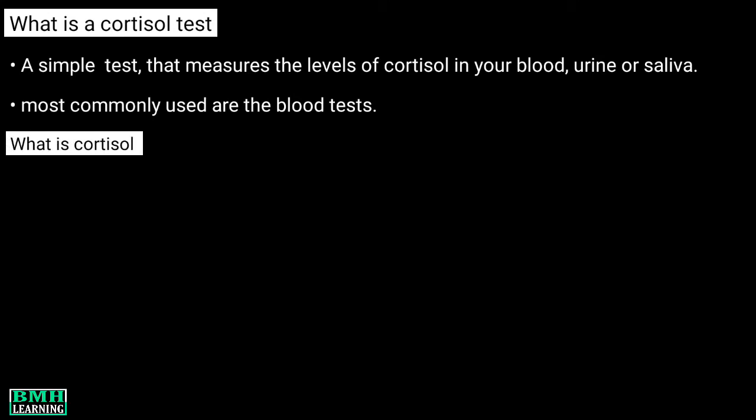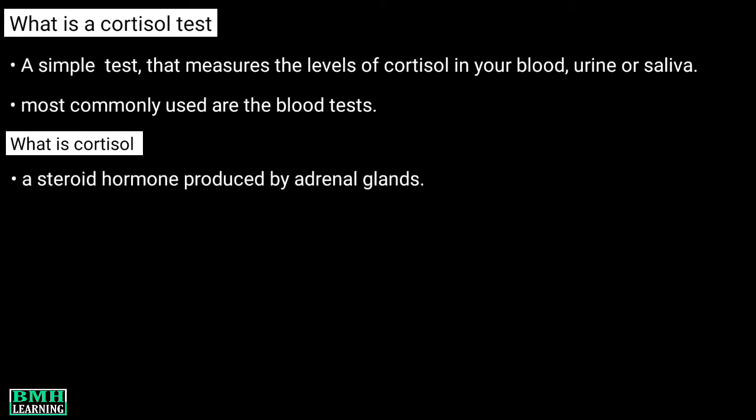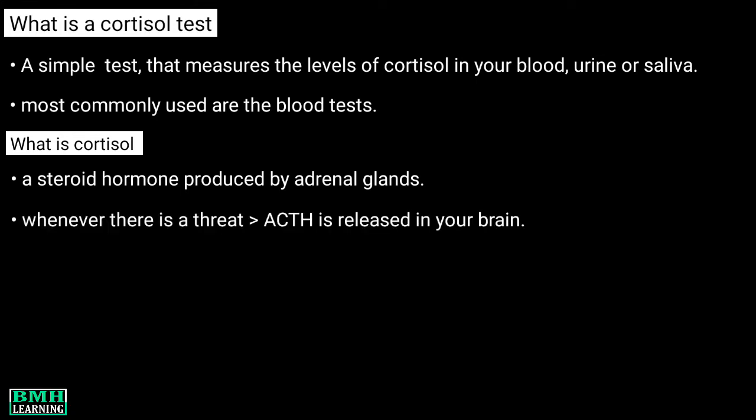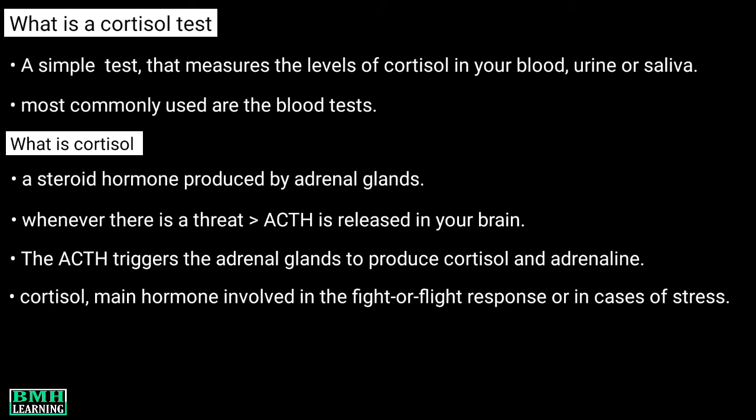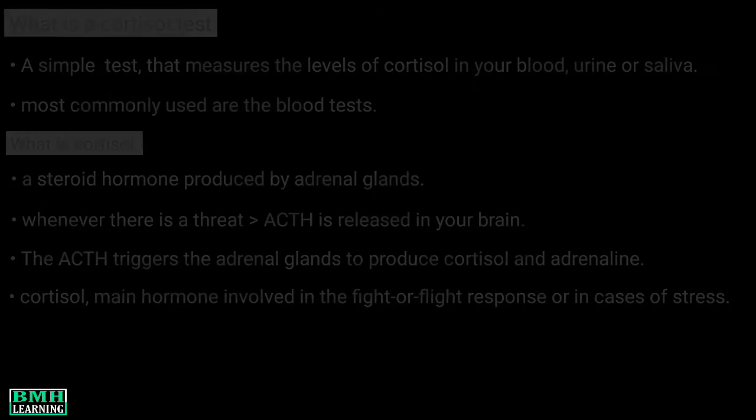What is this cortisol? Cortisol is actually a steroid hormone which is produced by adrenal glands. Whenever there is a threat, a hormone called ACTH is released in your brain. The ACTH then triggers the adrenal glands to produce cortisol and adrenaline. So we can say this chemical is the main hormone involved in the fight or flight response or in cases of stress.